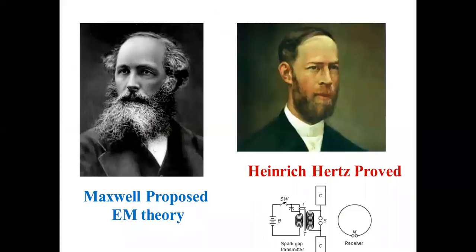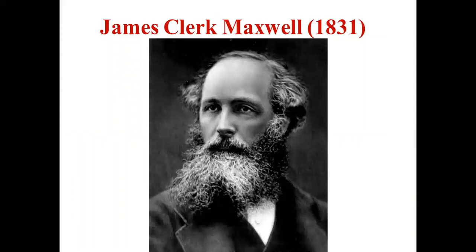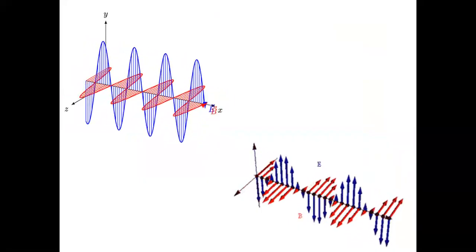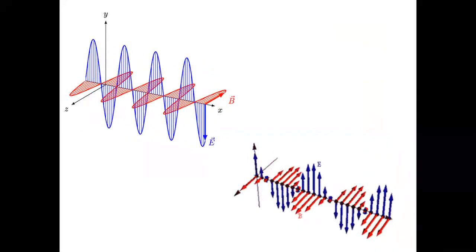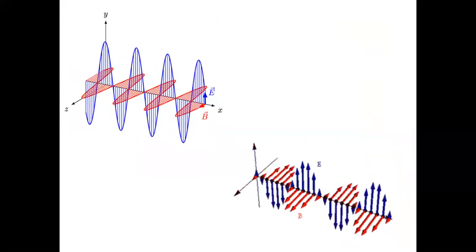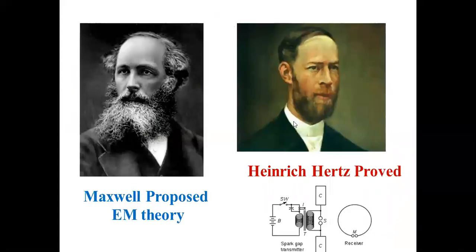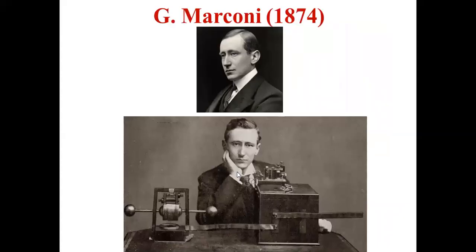So the credit of all this goes to James Clerk Maxwell, who for the first time assumed, or guessed, that light should be an electromagnetic wave, proposed the theory, mathematically proved it, and later on Henry Hertz proved it using experiments. So theoretically it was proposed by Maxwell, but practically it was proved by Hertz. Then the contribution of Marconi and J.C. Bose made it very rich.